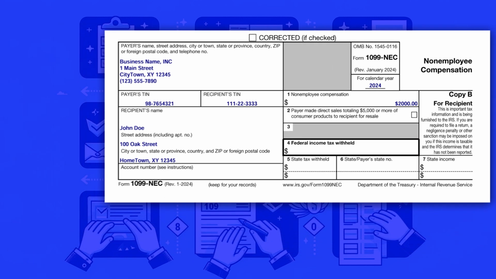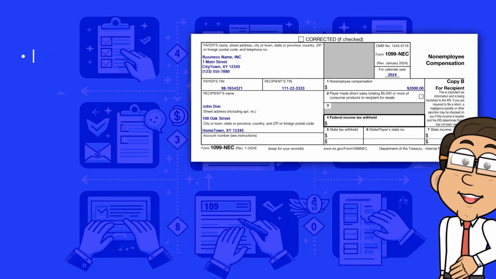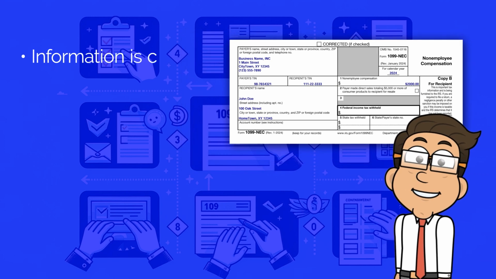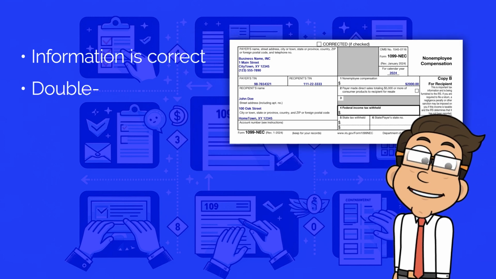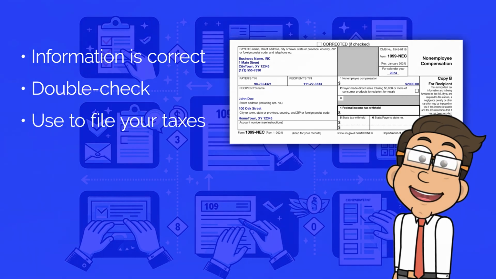So, the 1099 NEC form is pretty straightforward once you understand what each part means. Make sure your personal and payer information is correct, double-check the income and tax withheld, and use this information to file your taxes accurately.